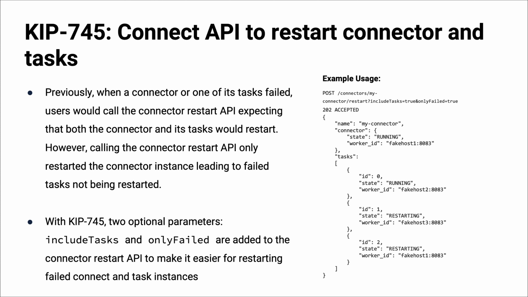With KIP 745, I have two optional parameters. One, includeTasks, which means please restart all the tasks as well, and onlyFailed, meaning please restart only the failed task.